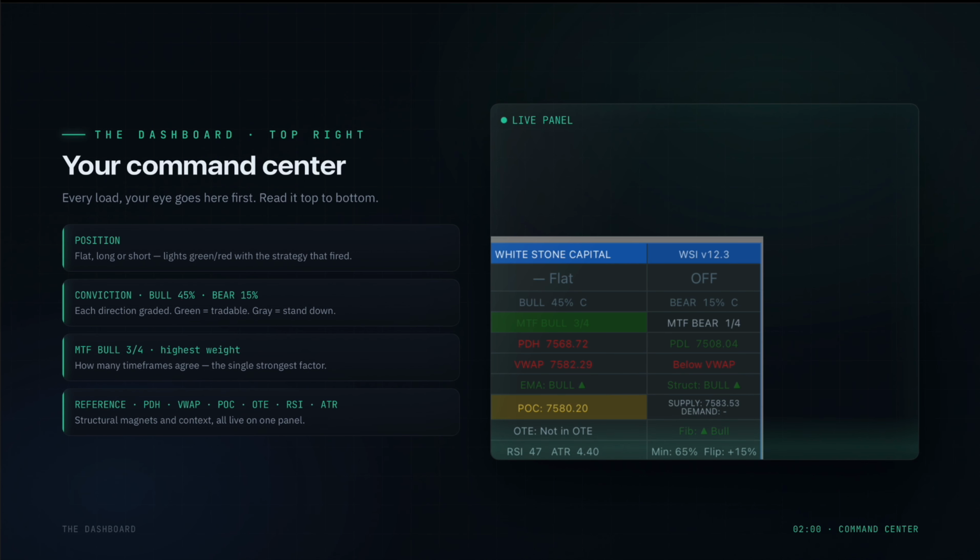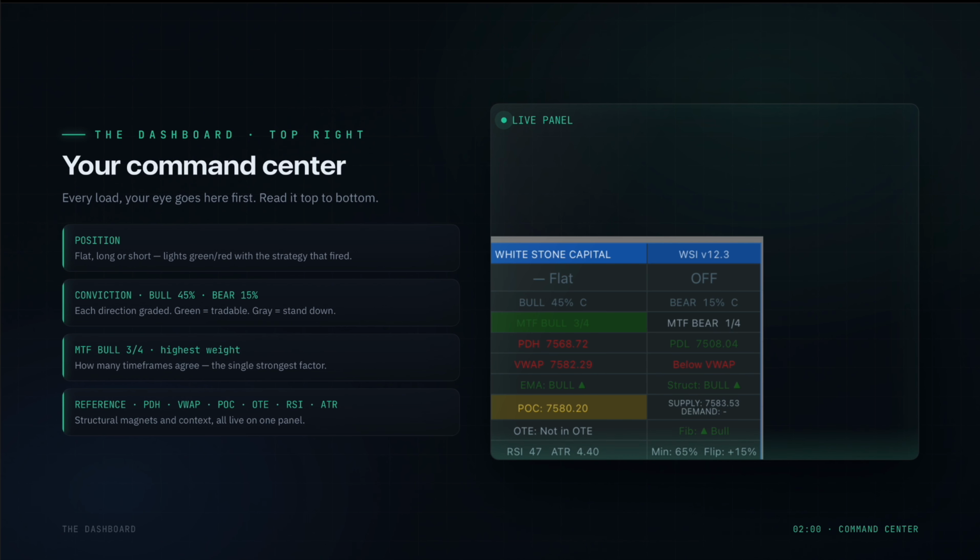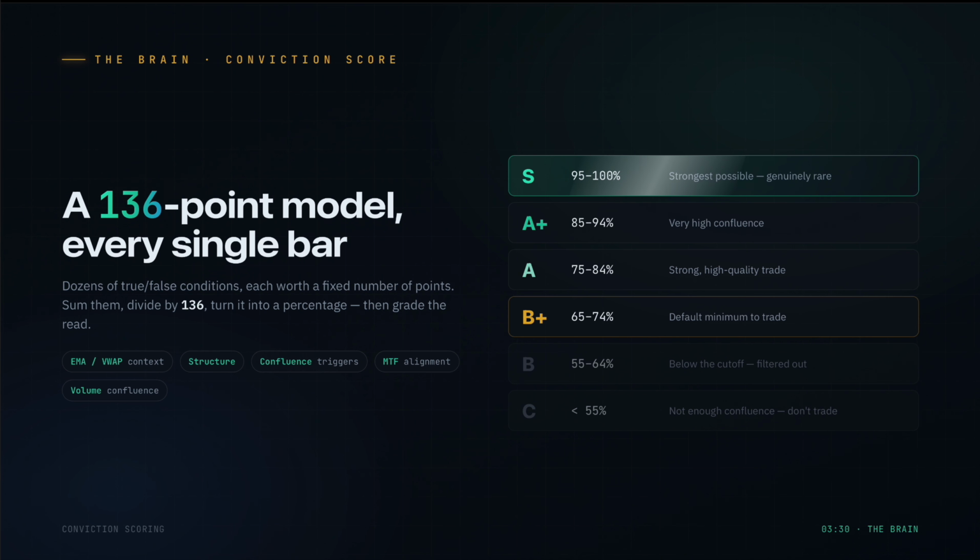The first place your eye should go, every time you load your indicator, is the dashboard panel in the top right corner, your command center. The header confirms the build. Below it, your current position, flat, long, or short, lighting green or red with the strategy that fired. Then the session row, the conviction scores, bull on the left, bear on the right. Each a percentage with a grade. Green means tradable, gray means leave it alone, and underneath a multi-timeframe row. The single highest weighted factor. Then your reference levels: previous day high, VWAP, EMA, condition, structure, point of control, supply and demand, OTE, RSI, and ATR.